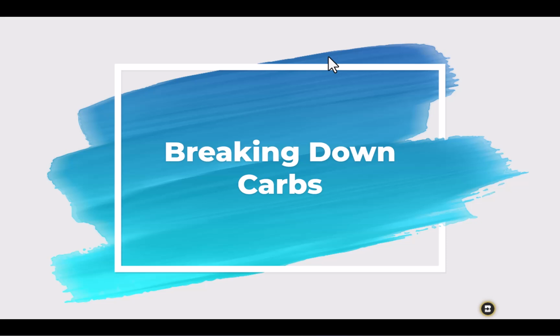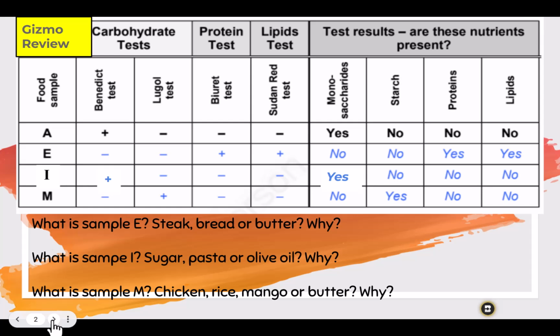Welcome, 8th graders, to our lesson on breaking down the carbs, that is, carbohydrates. We're first going to start with a review of the gizmo you worked on earlier this week. During this gizmo, you had to look at different food samples and you were testing for carbohydrates, proteins, and fats. And you used those tests to help you decide what the food sample might be.